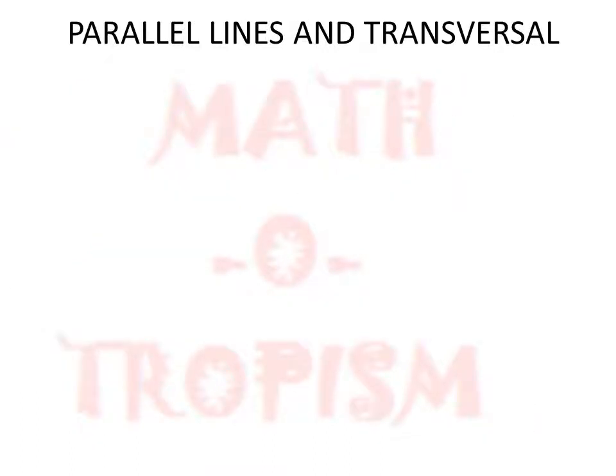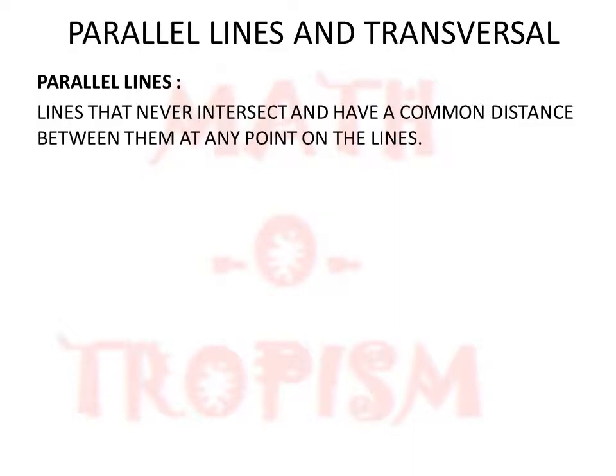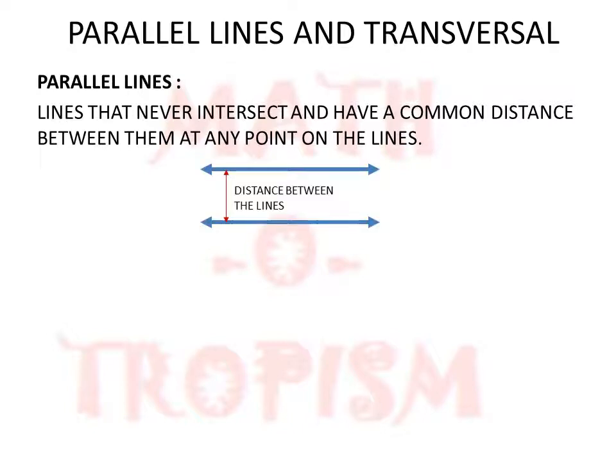Till now we had seen about a pair of lines and a transversal. Now we will take a particular case of pair of lines, which are nothing but parallel lines. Now what are parallel lines? Parallel lines are those that will never intersect and will have a common distance throughout between them. So these kind of lines are never going to meet.